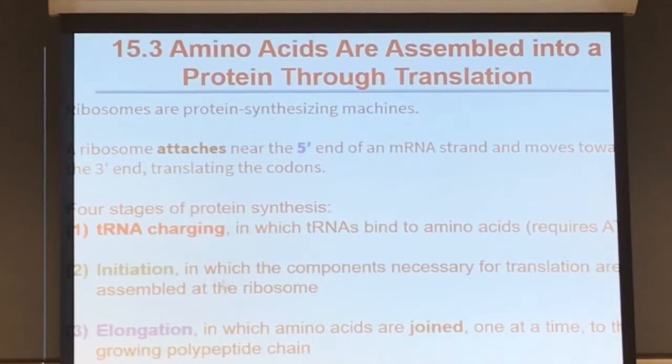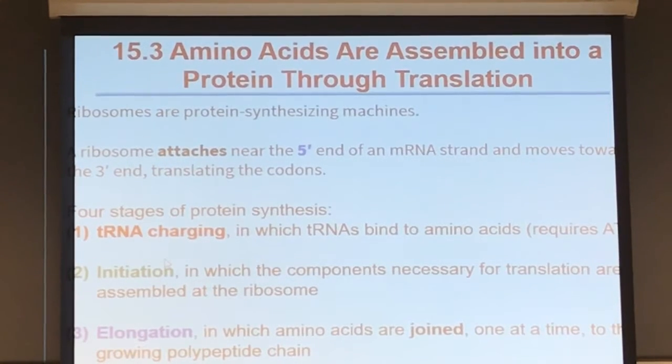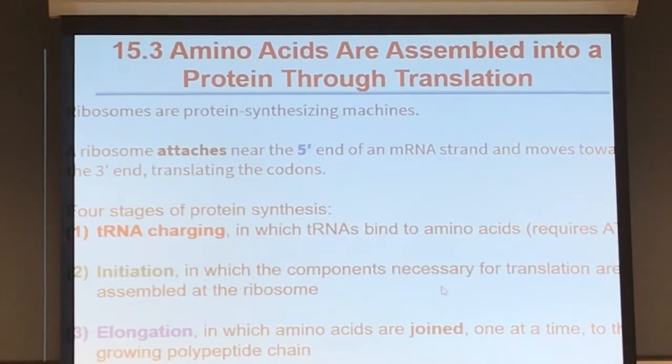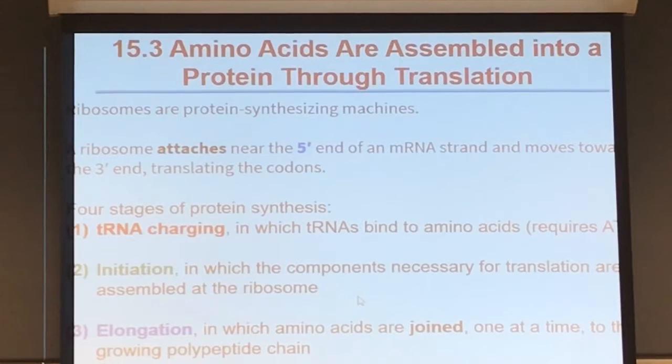The next step after tRNA charging is initiation, basically the beginning, in which all the components required for protein synthesis are assembled. The enzymes, the ribozymes, all of them are in place to start protein synthesis. Third is the elongation phase, where amino acids are linked to one another on the ribosome.